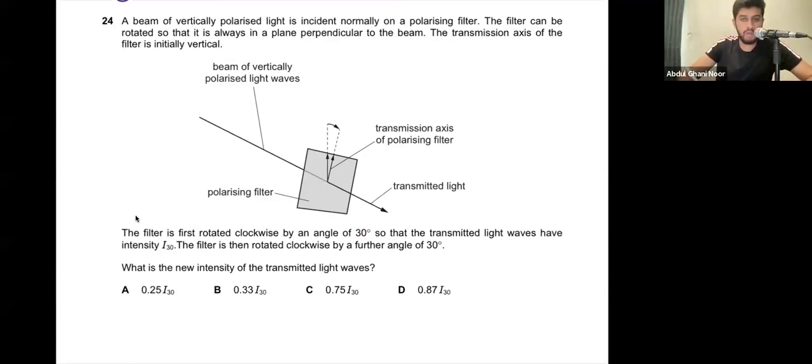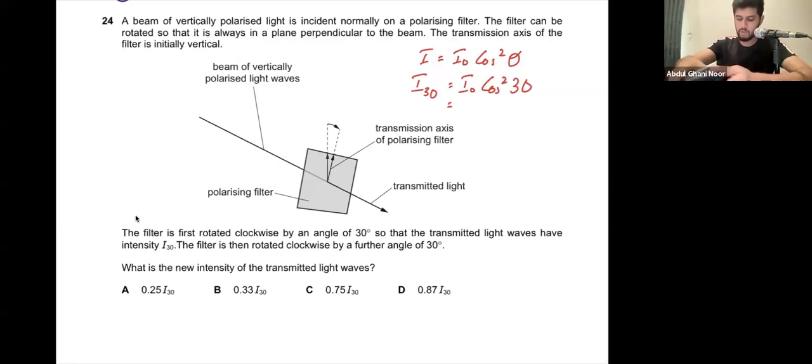So what is the equation? The equation is I equals I naught cos squared theta. Malus law. I30 is equal to I naught cos squared 30. And that gives you a value of, if I'm not wrong, 0.75. cos 30 squared. Yes. 0.75 I naught. I don't know what I'll do with this, but this is what the question says. I30 is equal to 0.75 I naught.